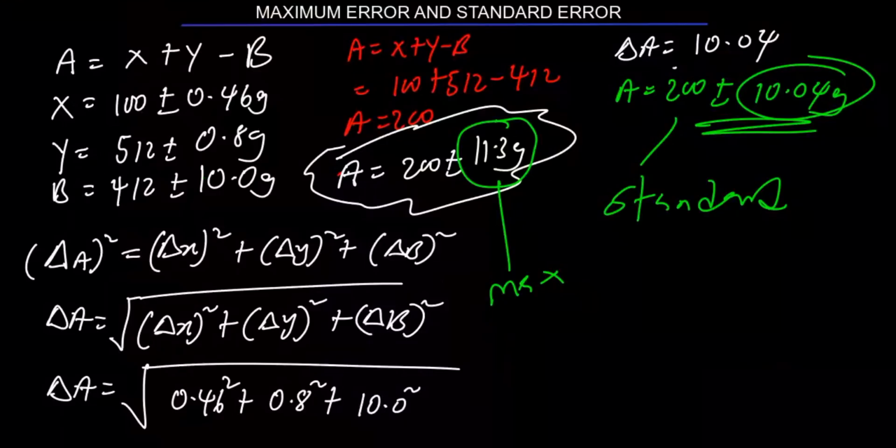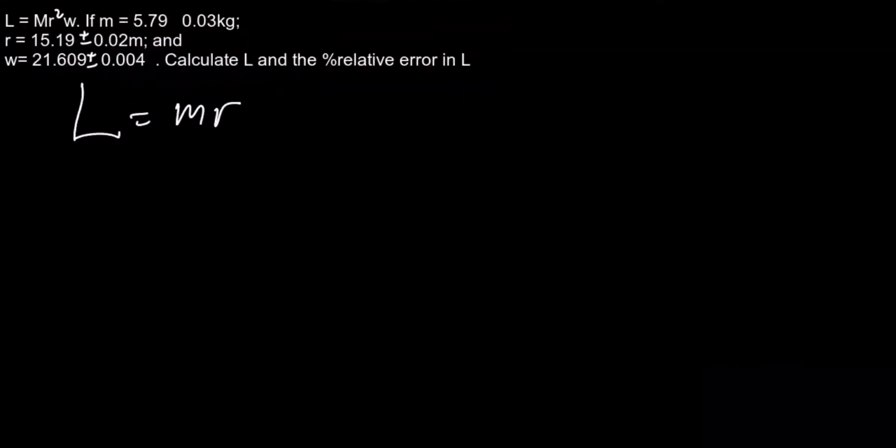Now, let's go to a challenging question. Now, look at this. We have L equal m r square W. So let me write it down. L equal m r square W, or omega. M is 5.79 plus or minus 0.03 kg. R is 15.19 plus or minus 0.02 meter. And W is what?